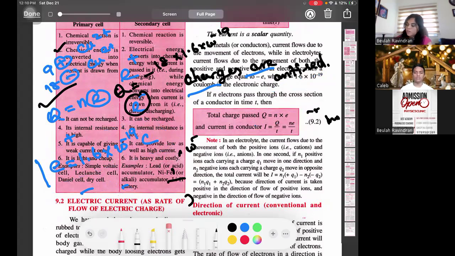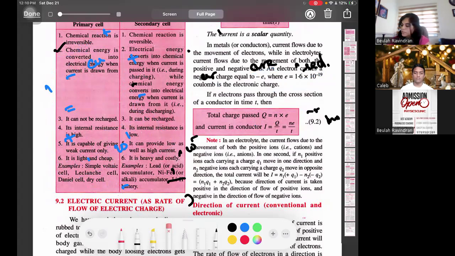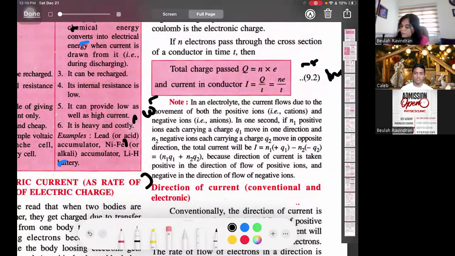What I have discussed with you is discussed here. The total current can be written like this. It says there are N1 number of positive charges and N2 number of negative charges. Clear? So this is the total current. Understood? What I have explained to you is given here.